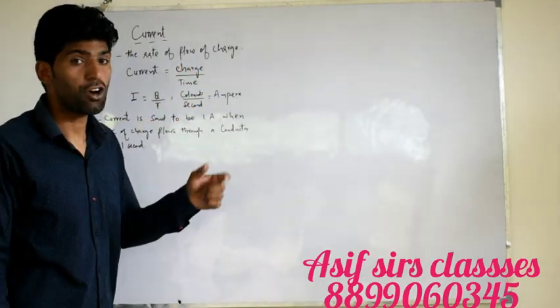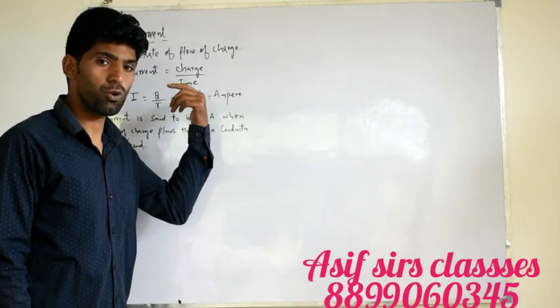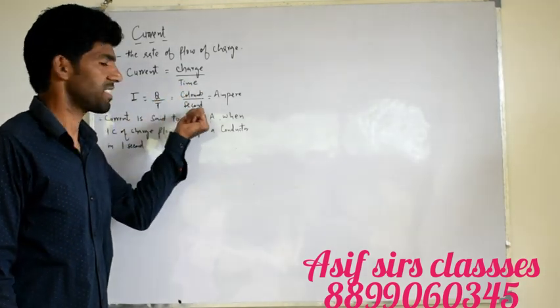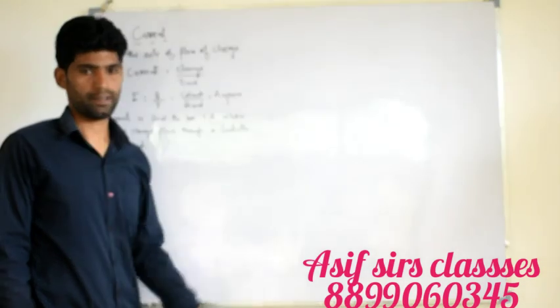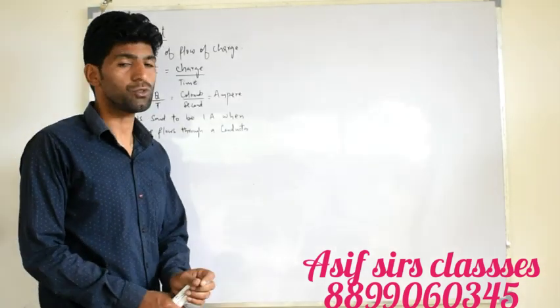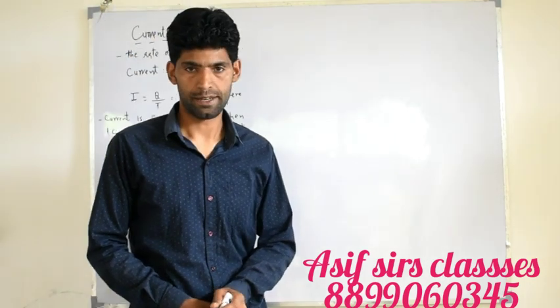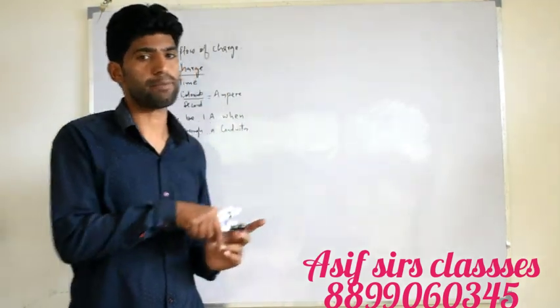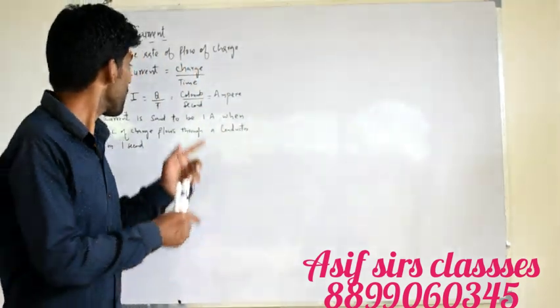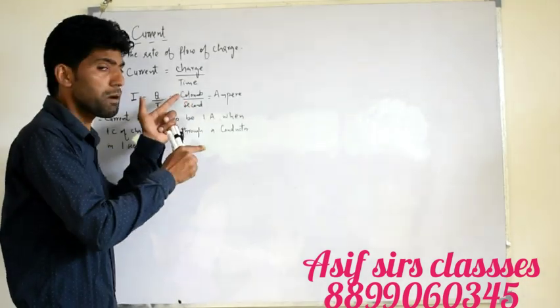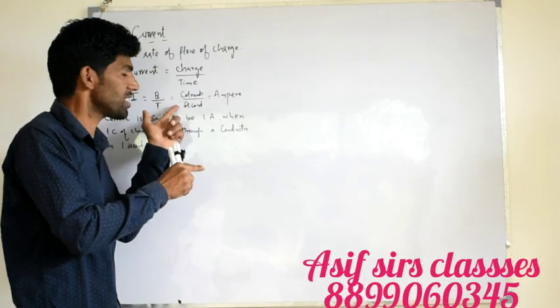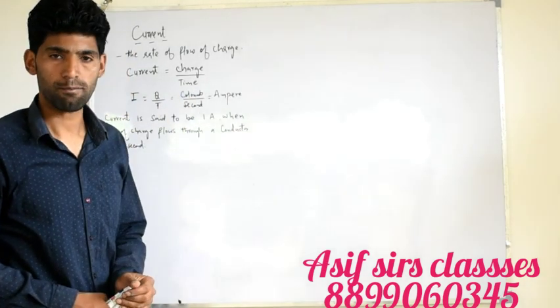T. The unit of charge is coulomb, and the unit of time is second. Coulomb per second has a name, that is called ampere. So the SI unit of current is ampere. If we have to define this ampere, we can say when 1 coulomb of charge flows through a conductor in 1 second, current is said to be 1 ampere.